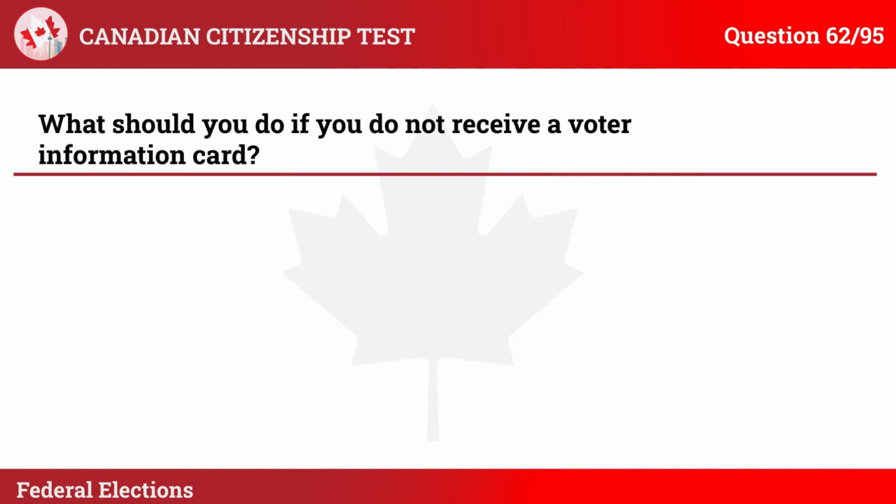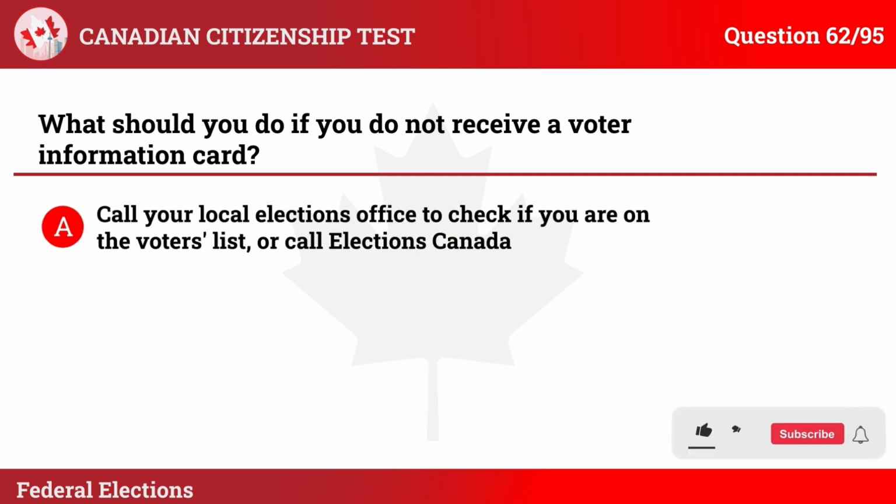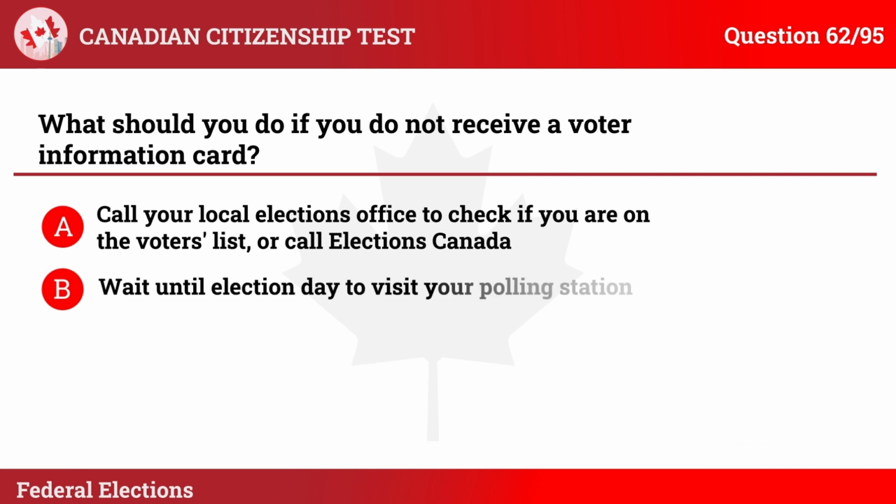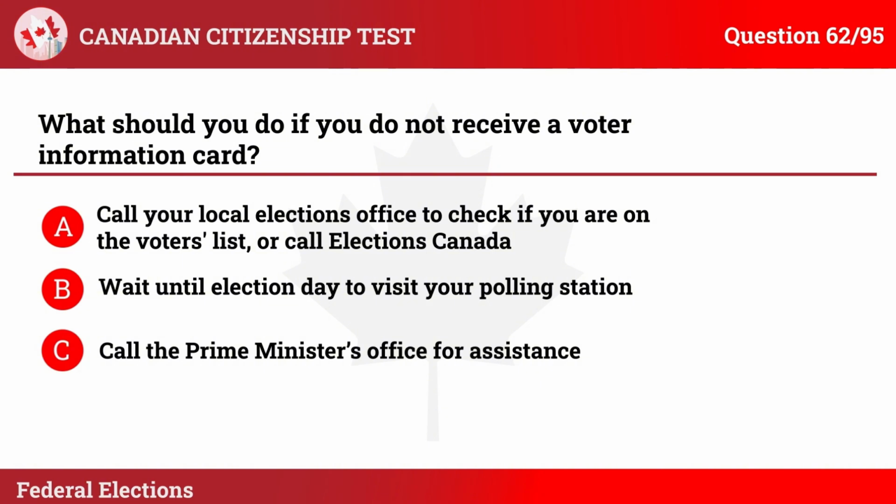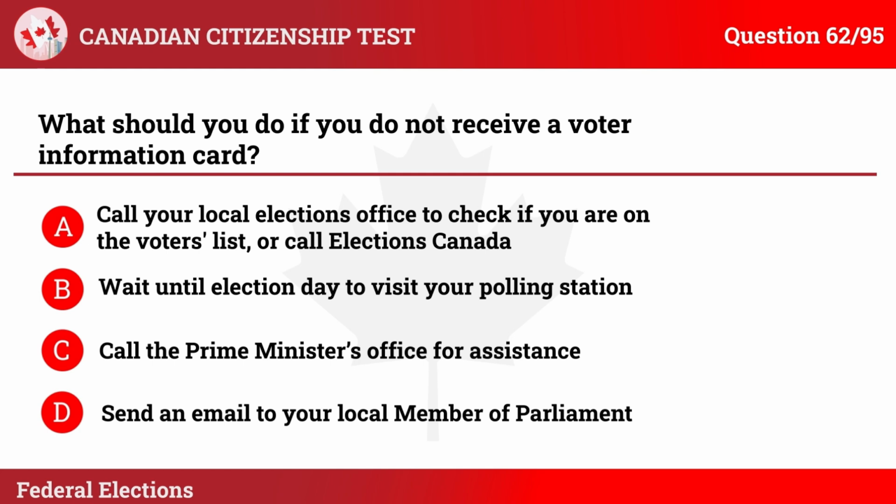What should you do if you do not receive a voter information card? A. Call your local elections office to check if you are on the voters list, or call Elections Canada. B. Wait until election day to visit your polling station. C. Call the Prime Minister's office for assistance. D. Send an email to your local Member of Parliament.